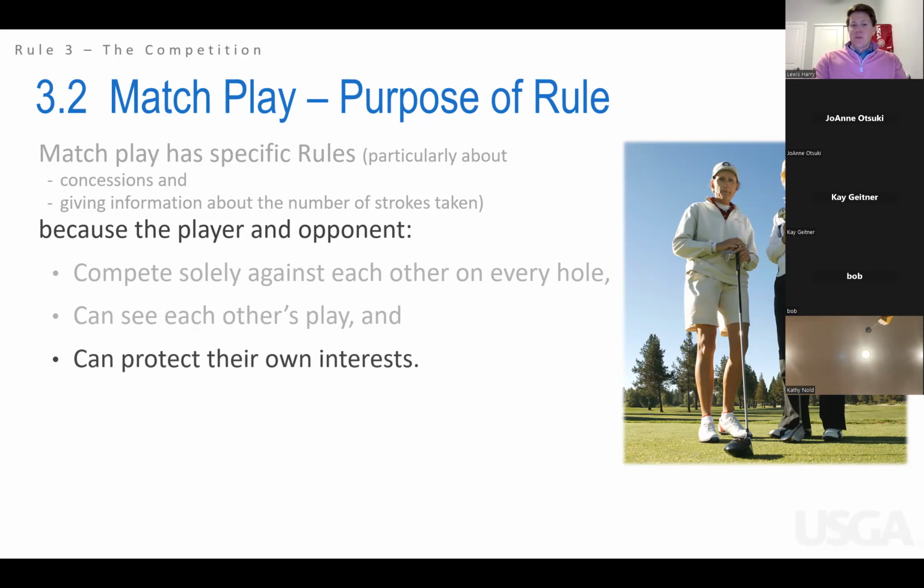And a big key difference in match play is you're the one who has to protect your own interests. Again, like I said, it's this little bubble where it's only you and your opponent, and you're the only two who have a stake in this match. So because it's just you two, you've got to look out for you. You've got to be the one to protect your own interests in the match.